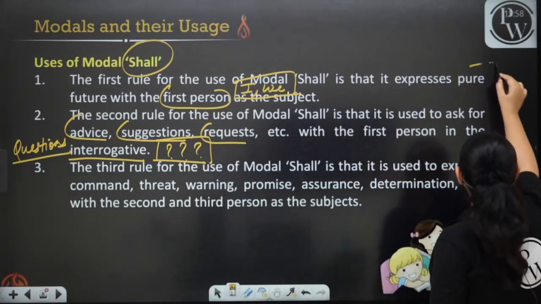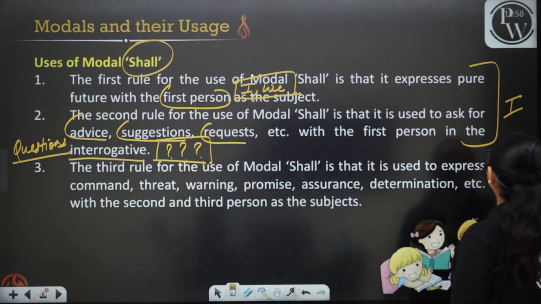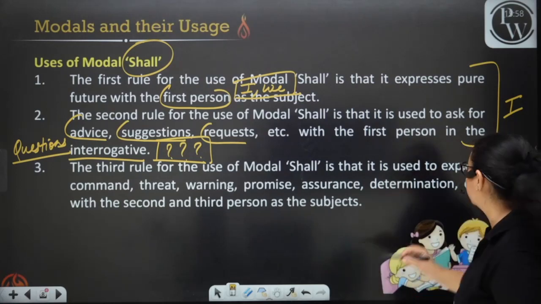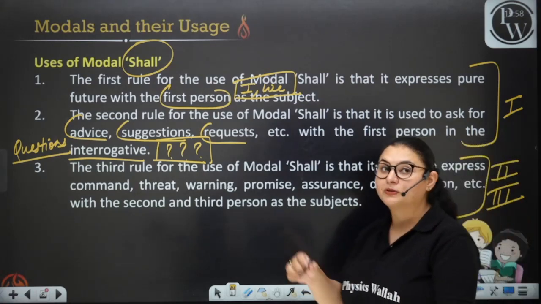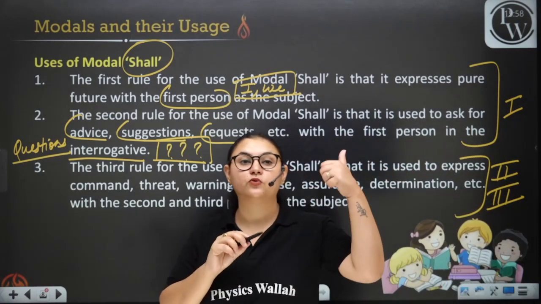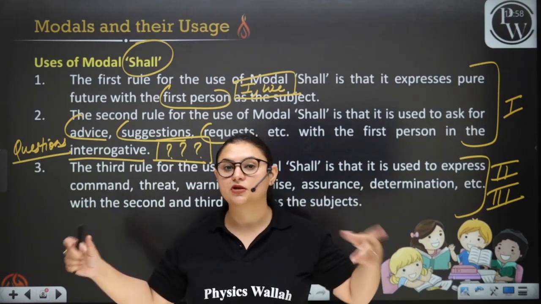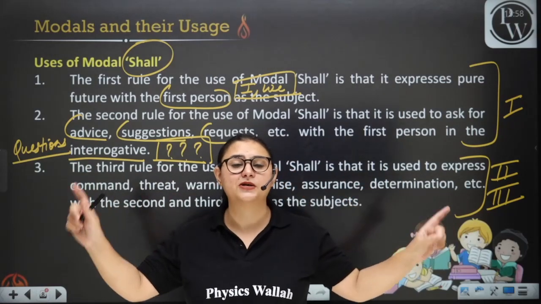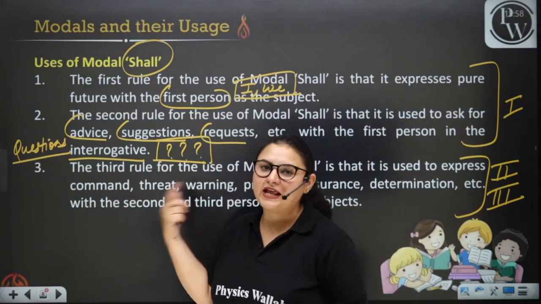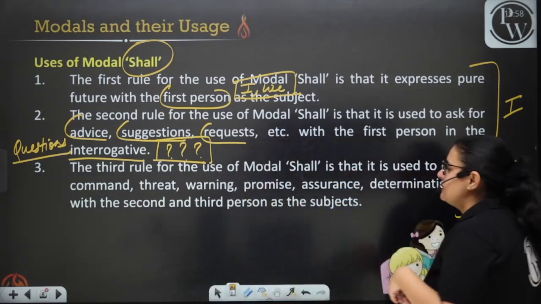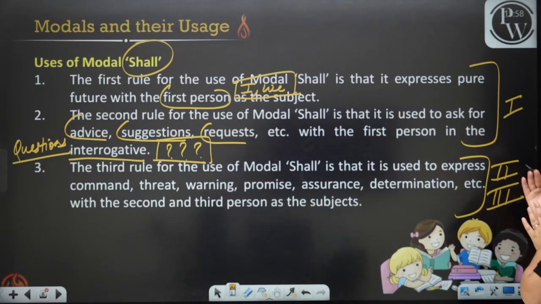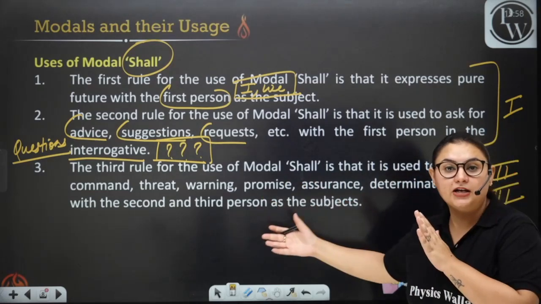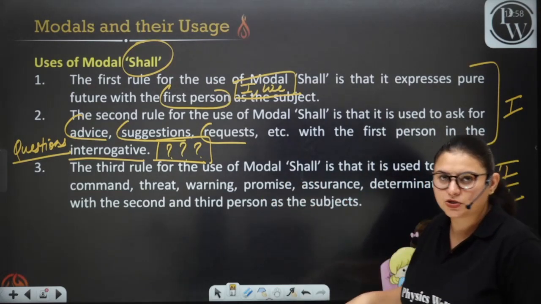Now these two rules are for the first person, and this is the rule for the usage with the second and third person. I hope that you know the difference between first person, second person and third person. If you're clear with that, you will find it very easy to understand this particular rule. The third rule for the use of modal shall, it is used to express what? Command, threat and warning. Now we are going to learn it through the examples.